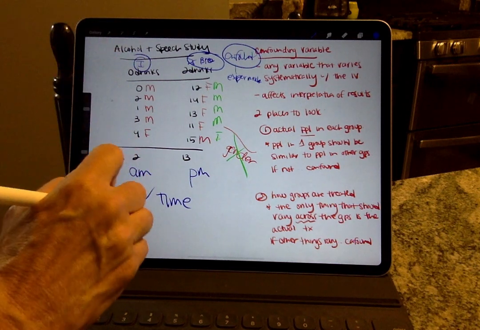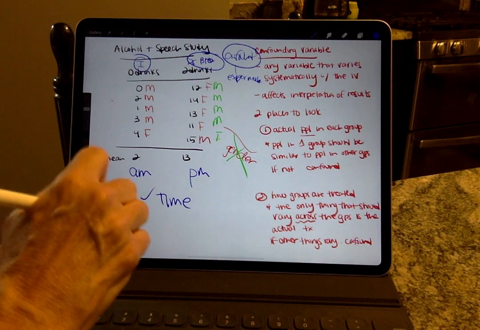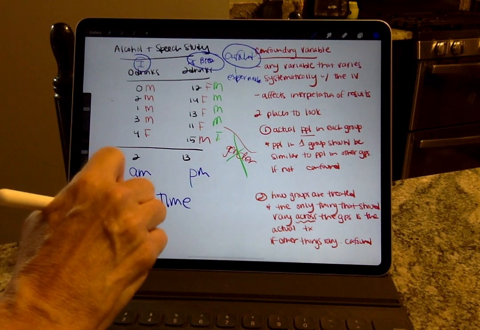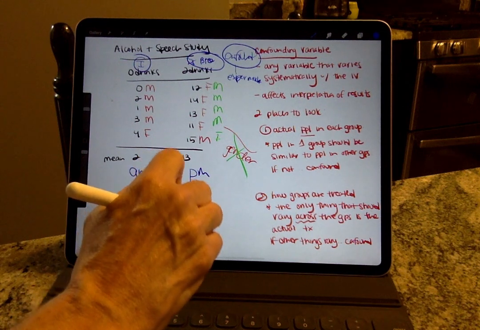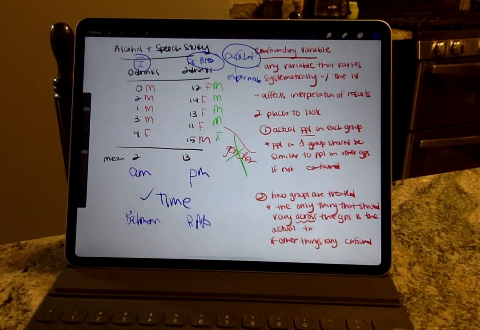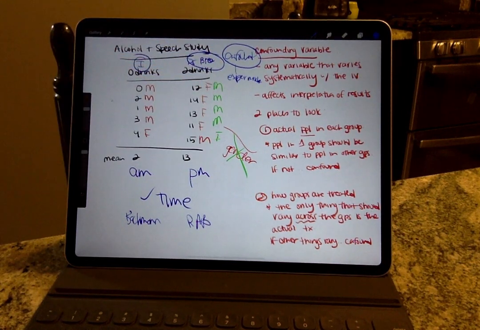If I do the 0 drinks group, I don't know, in Bachman building, and I do the 2 drinks group in the Rab, even though this might seem like a silly difference, anything you do to treat this group differently than this group outside of the actual treatment is a confound.